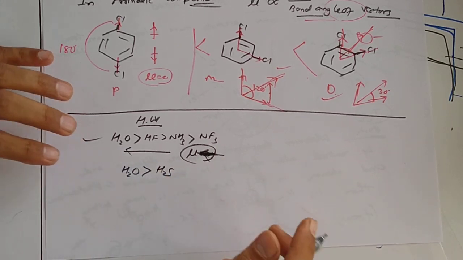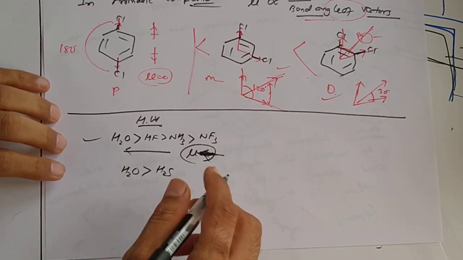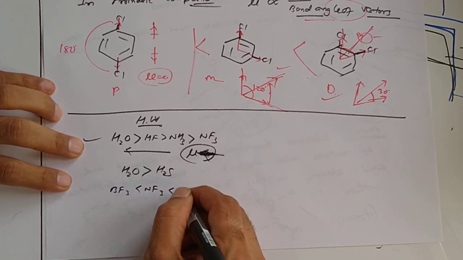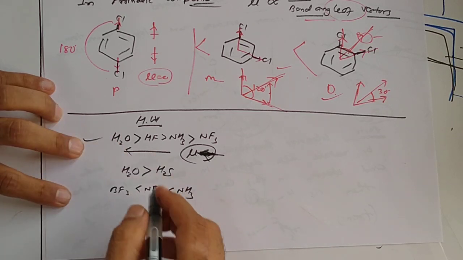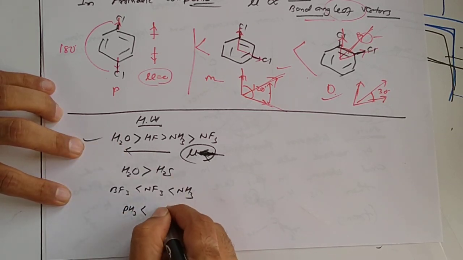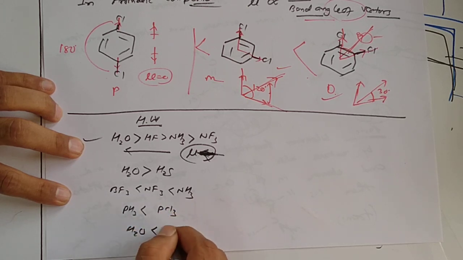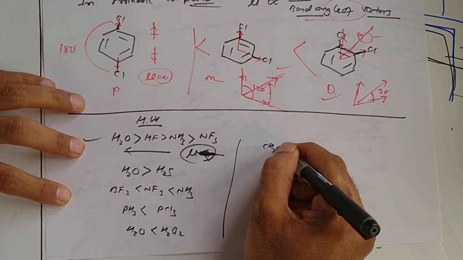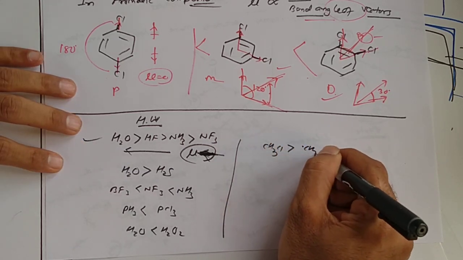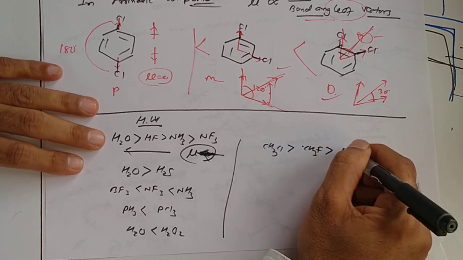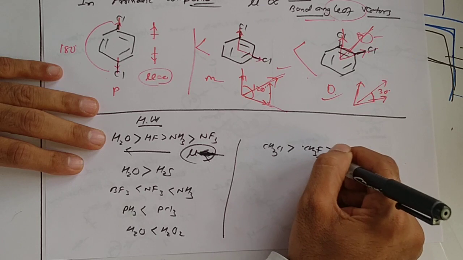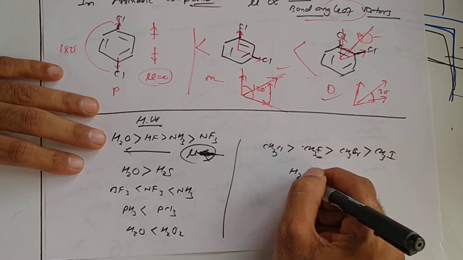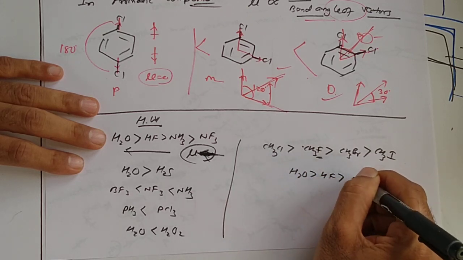H2O is more polar than H2S, BF3, then NF3, then NH3. Check it out yourself. PH3 and PCl3. H2O, then H2O2, more polar. CH3Cl is more polar than CH3F, is more polar than CH3Br. Here is an exception. And CH3I. Polarity order. Now H2O is more polar than HF.